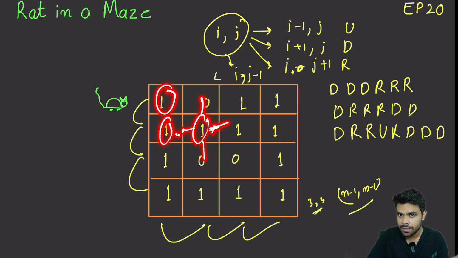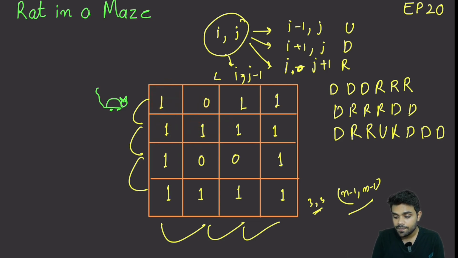I should not visit them again. Okay, this is a very important thing. The other thing is to return the answer in a sorted form. So if I want to return the answer in a sorted form, I will try to generate the answers in a sorted form. And how can I generate the answers in a sorted form?